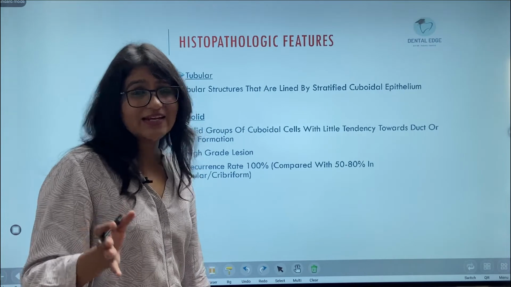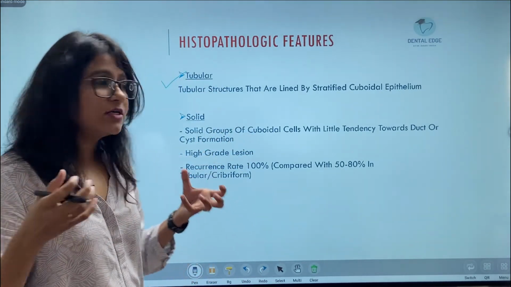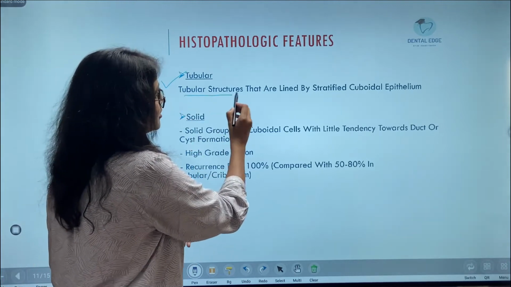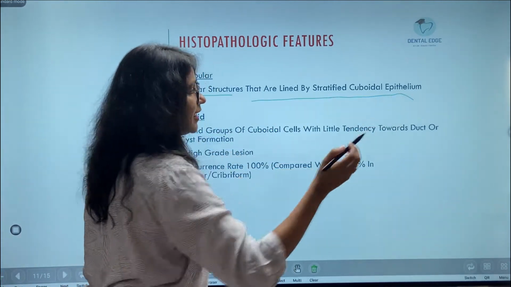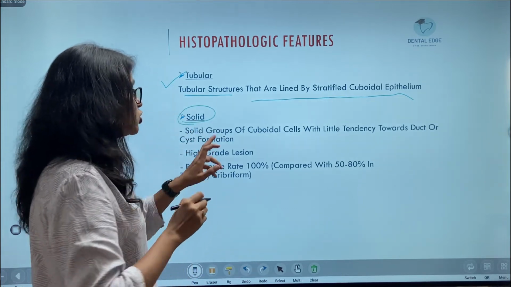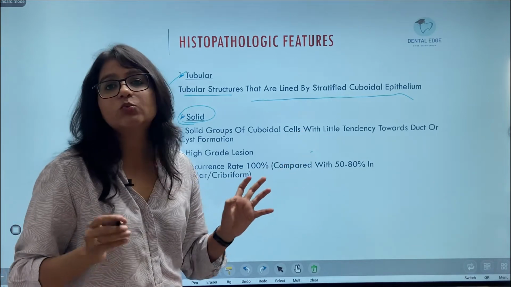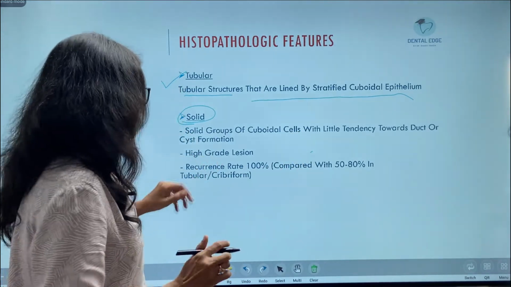Coming to the next, that is the tubular pattern. Tubule means relating to a tubule or in a tubular shape. Tubular structures that are lined by stratified cuboidal epithelium are there. And the last is the solid pattern. In this, solid groups of cuboidal cells with little tendency towards duct or cyst formation.